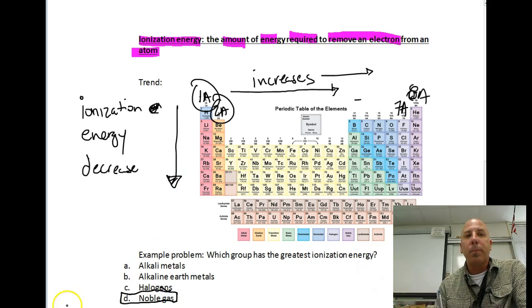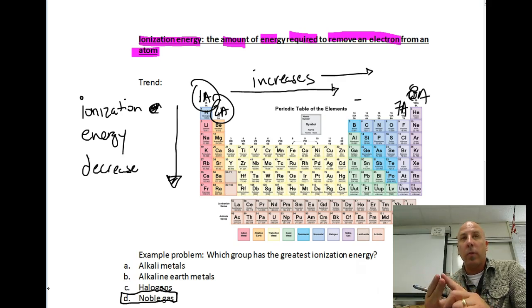So there we go. And that is the second of 2 videos. We talked about ion size, we talked about electronegativity, we talked about atomic radius, and we've talked about ionization energy.